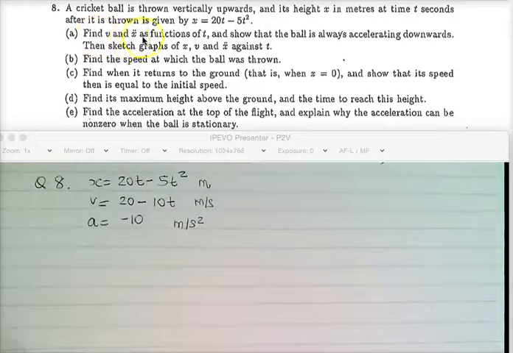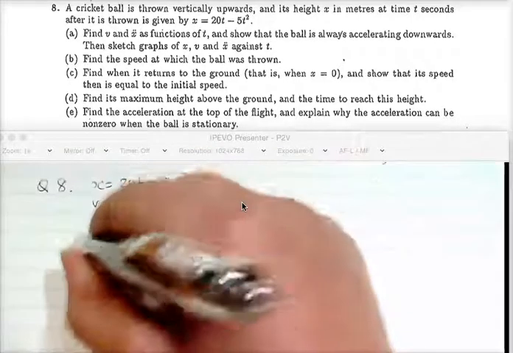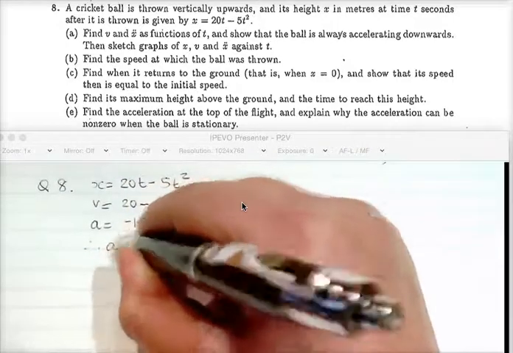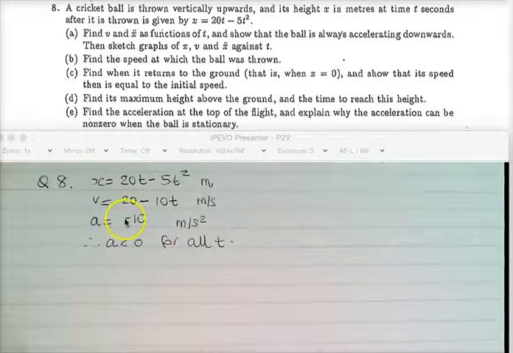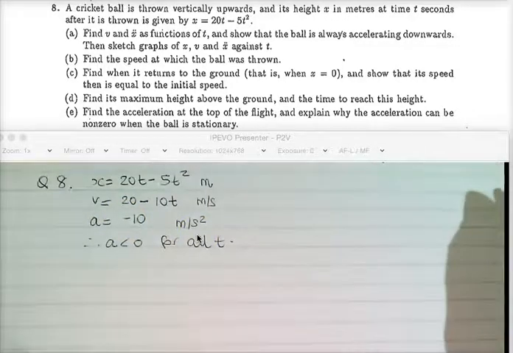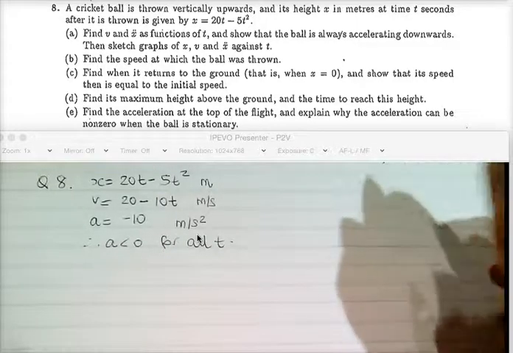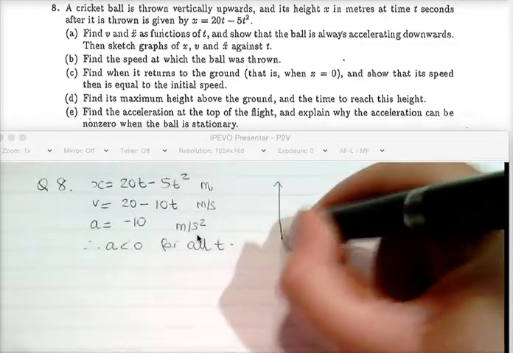You have to find the velocity and acceleration as functions of t and show that the ball's always accelerating downwards. So just differentiating, you get v is 20 minus 10t, units will be meters per second, and acceleration is negative 10 meters per second squared. So therefore, acceleration is less than 0 for all t, because the acceleration is just a constant. It's not a function of t. And you're supposed to sketch graphs of x, v, and acceleration against t.